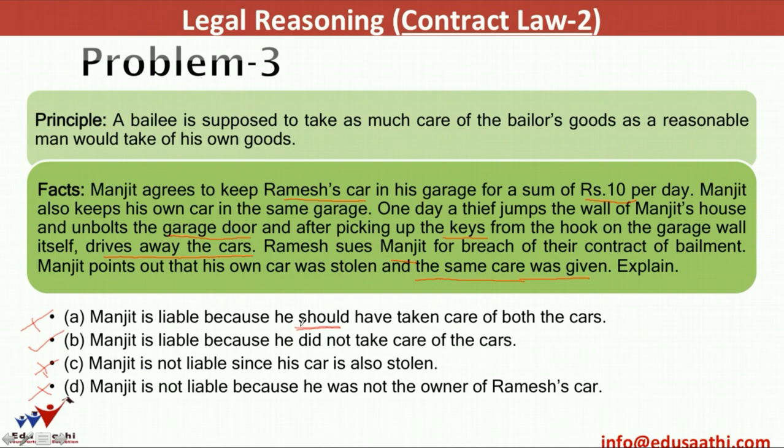First answer is not correct because it talks about the possibilities. The possibilities are not to be discussed. It's just that we have to decide whether liable or not and why not.